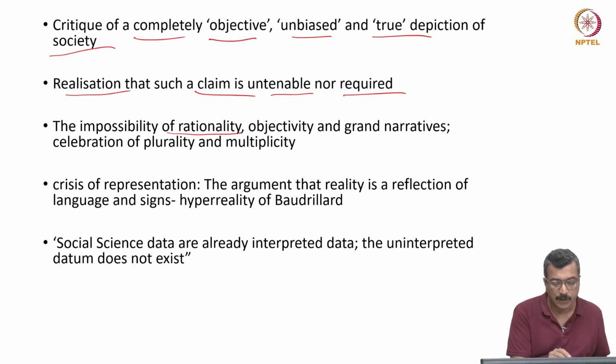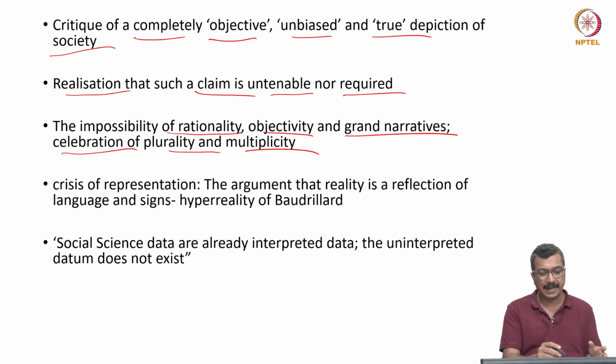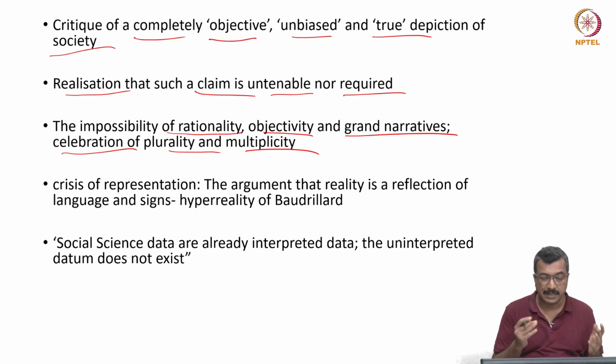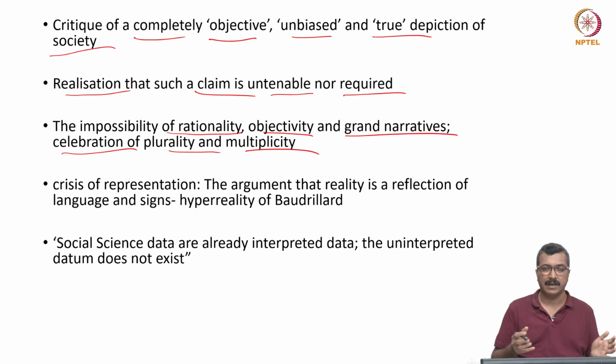The impossibility of rationality, objectivity and grand narratives, celebration of plurality and multiplicity. And this has come to the other extreme, especially in the postmodernist narratives. They believe that complete rationality is impossible, complete objectivity is impossible, there is no singular grand narrative. It's all a celebration of plurality and multiplicity. These are the features of postmodern thinking, postmodern theory.